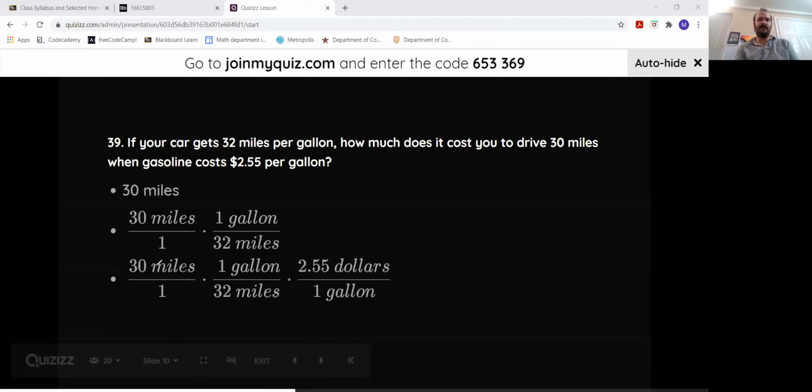And again, going through our unit analysis, we have miles here, miles here. Those simplify out. Gallons over gallons. And we should be left with something with dollars. And this tells you the operation to do things in, right? So we want to do 30 multiplied by 2.55.